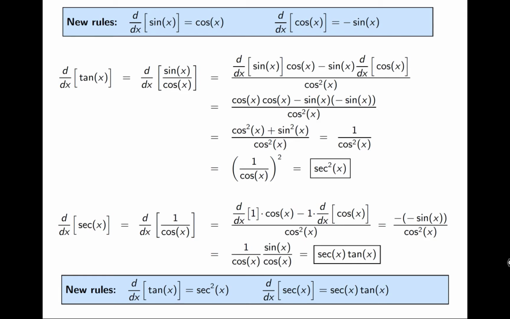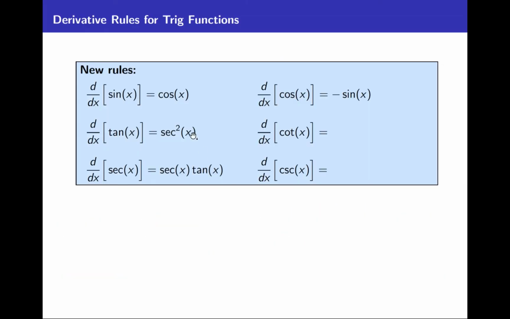So we're getting our new rules quickly. Let me summarize what we have so far. The derivative of sine of x is cosine of x. The derivative of cosine of x is minus sine of x. We just figured out the derivative of tangent of x is secant squared x. And the derivative of secant x is secant x tangent x. So that leaves us with two formulas that remain to be deduced.